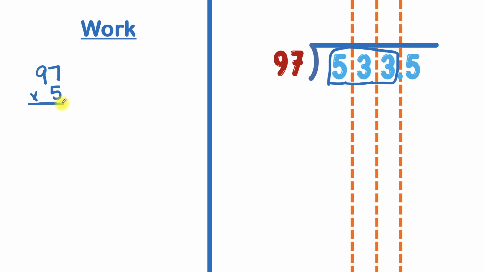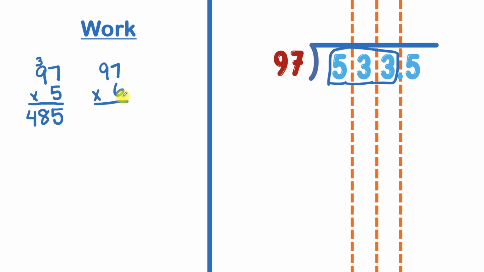So we've got 7 times 5 is 35. We'll bring down the 5 and carry the 3. 5 times 9 is 45. 45 plus 3 is 48. So we've got 485. Let's see if it can go in one more time. So let's try 97 times 6.